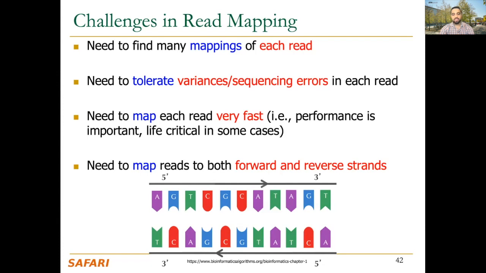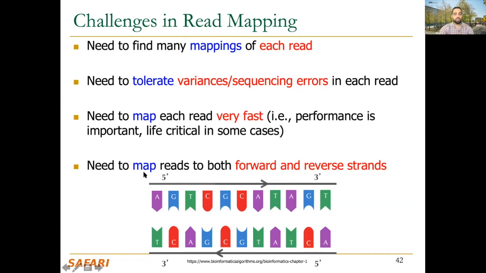Or we cannot use exact match between the read and the reference genome most of the time, because there are variations, there are sequencing errors that need to be allowed. We need to map or do this process in a very fast way. If you remember from the previous lecture, we were talking about critically sick infants, and that is a life-critical application. So you really need to do this way faster than needed. You cannot wait 2 days, for example, to do the analysis.